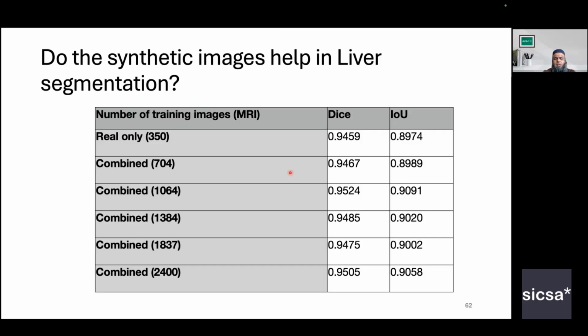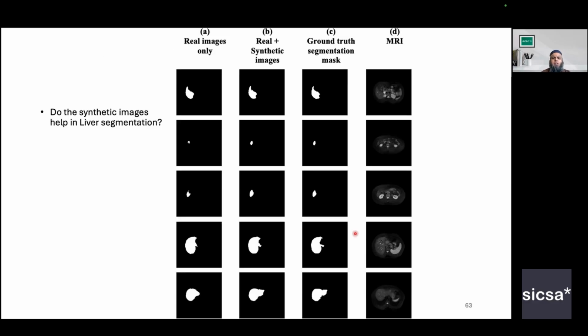But this is an interesting behavior here. We are increasing the size of the data from 350 to 704. We see some improvement, and again with a further increase to 1000 we see some improvement, but any increase beyond that fluctuates the performance in terms of the dice score. So it means that we cannot just infinitely introduce synthetic data into our data. But overall, we can improve the performance of the segmentation by introducing some synthetic data.